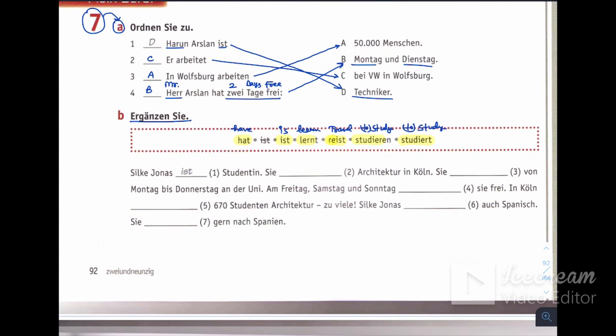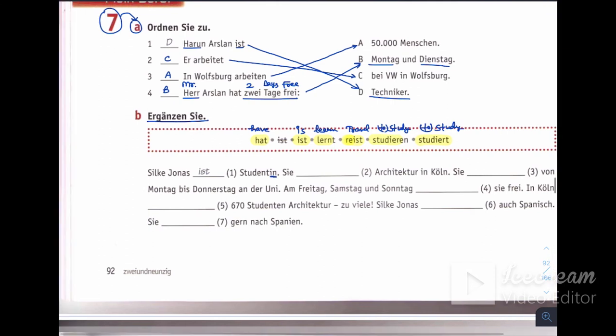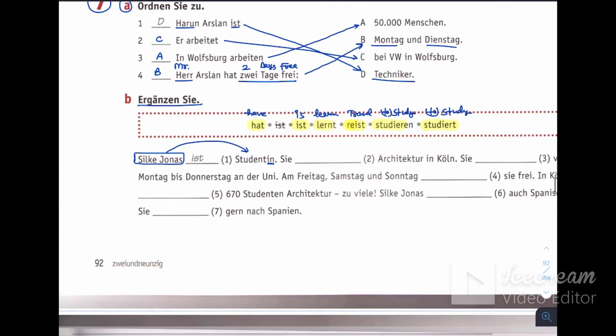Silke Jonas is Studentin. Whenever -in is there at the end, that means we are talking about a female. So Silke Jonas is a student, a female student. We know that capital Sie means she, because we are talking about Silke and we know she is a female student. So here it will become Sie.